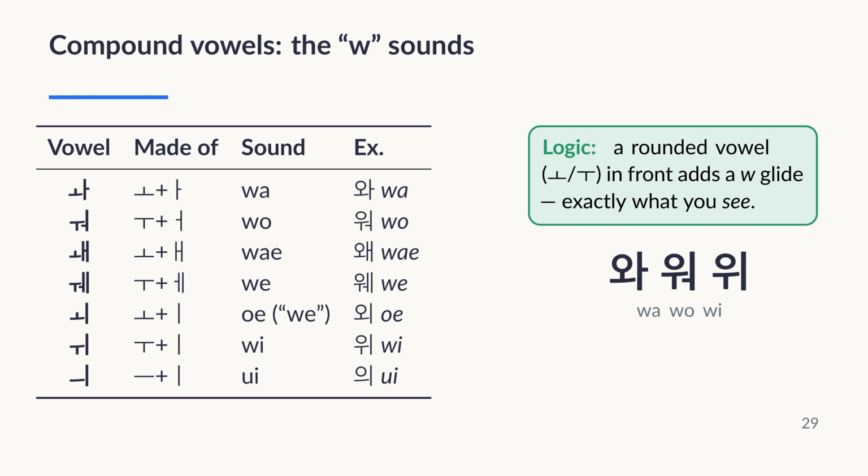O plus I gives O, which is pronounced like the English we. The example is O. U plus I gives Y, like the word we with rounded lips, as in Y. And finally, EU plus I gives UI, a quick glide from EU to I.